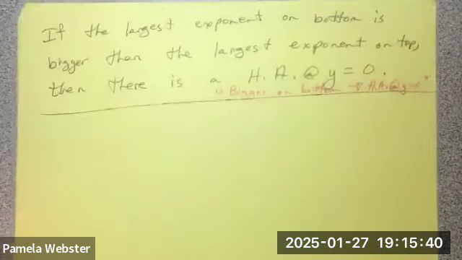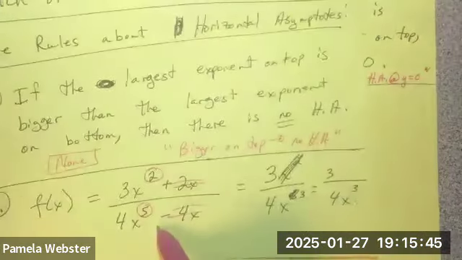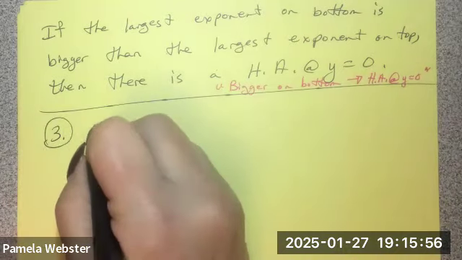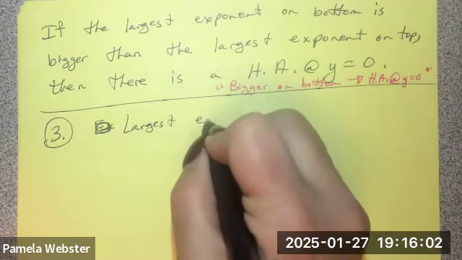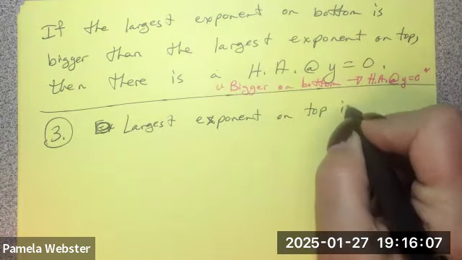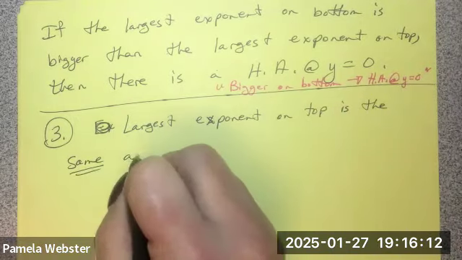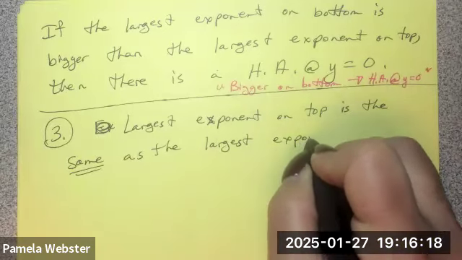So let's talk about the third one. What other case haven't we dealt with? We got larger on top. We got larger on bottom. What's the other one? They're not larger on top or bottom, right? They're the same. So rule number 3 is: the largest exponent on top is the same as the largest exponent on bottom.